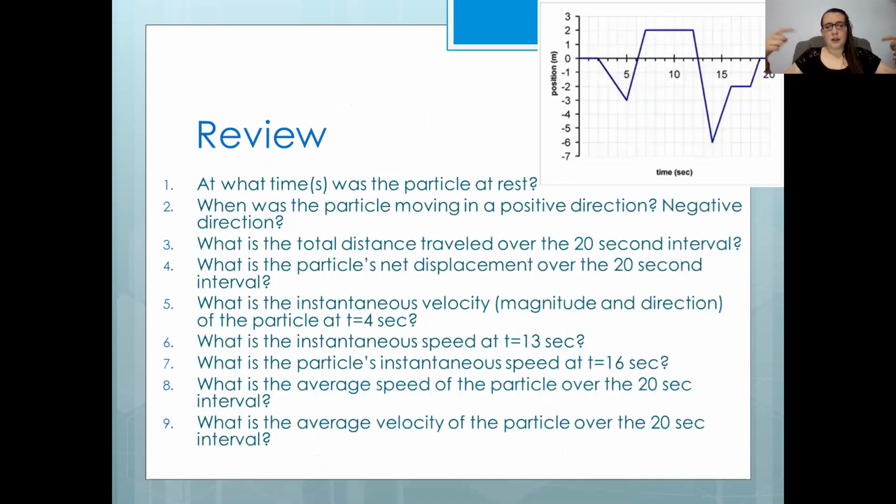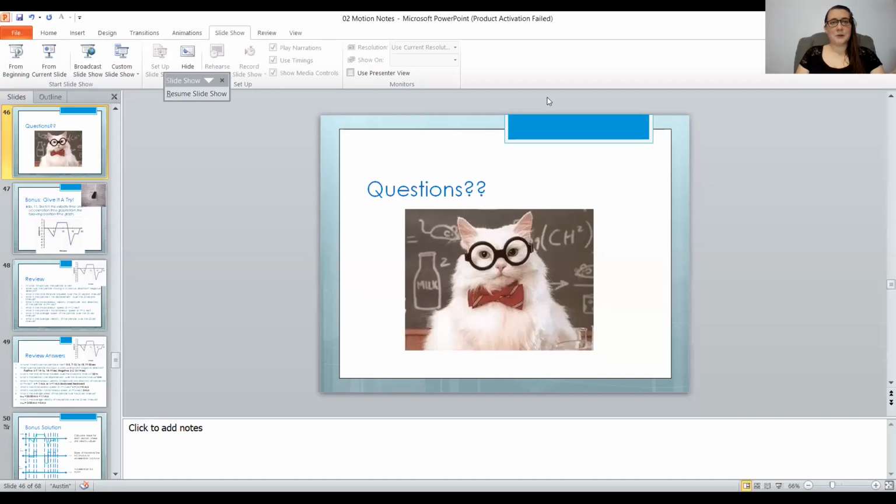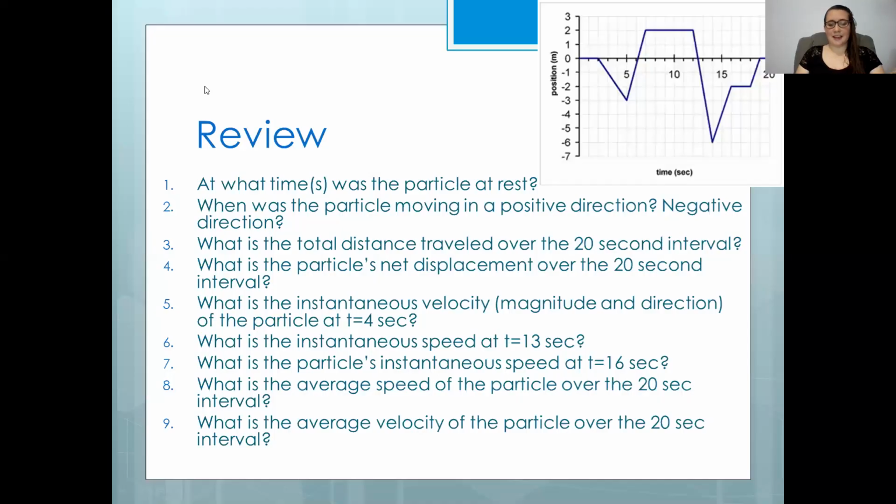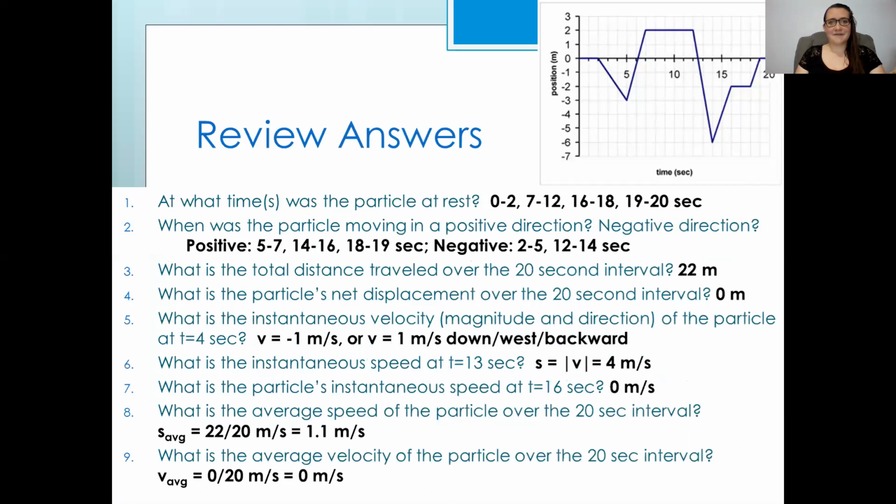So just to get your mind thinking and get in the right frame of thought for today, I want you to take a minute and think through some of these review questions based on this position time graph. I'll give you about a minute to answer as many of these as you can, and then we'll come back together and talk through the answers. All right, so let's think through some of these answers. Sorry if you didn't get a chance to answer all the questions. That's all right. You can come back and think through them together as a class.